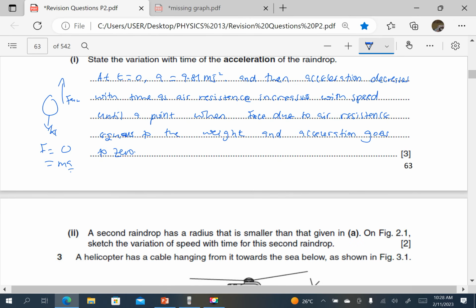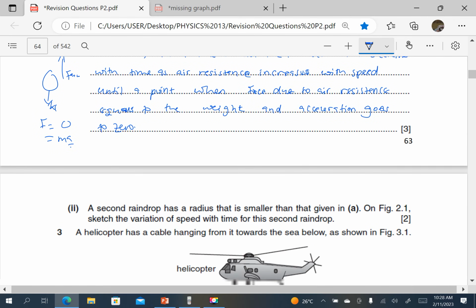Let's stop part 1 at this point. A second raindrop has a radius that is smaller than that given in A. On the figure, sketch the variation of speed with time t for the second raindrop. It has a radius that is smaller. If the radius is smaller than that given in A, it means the air resistance is going to be less. The air resistance is going to be less because the volume is going to be smaller.